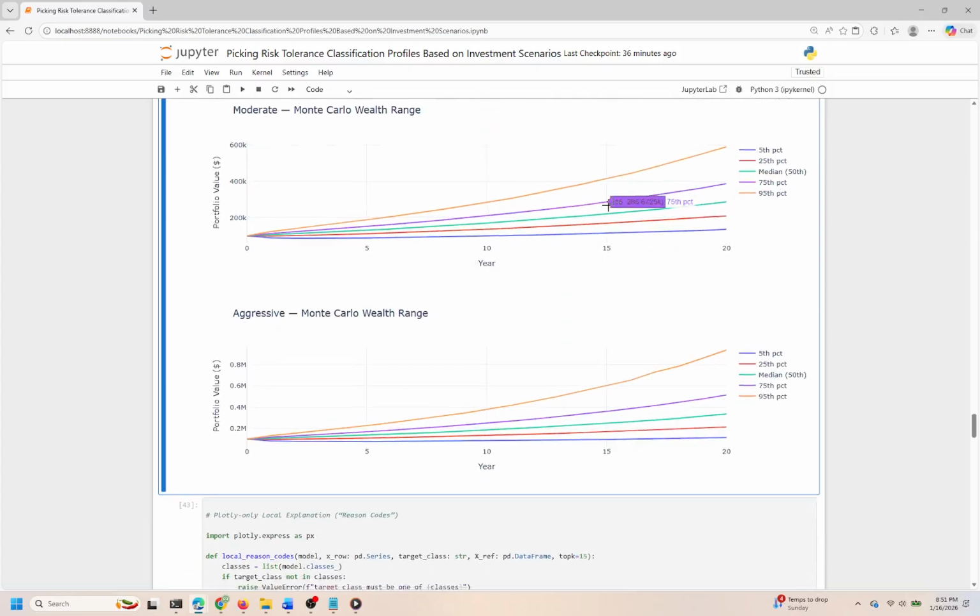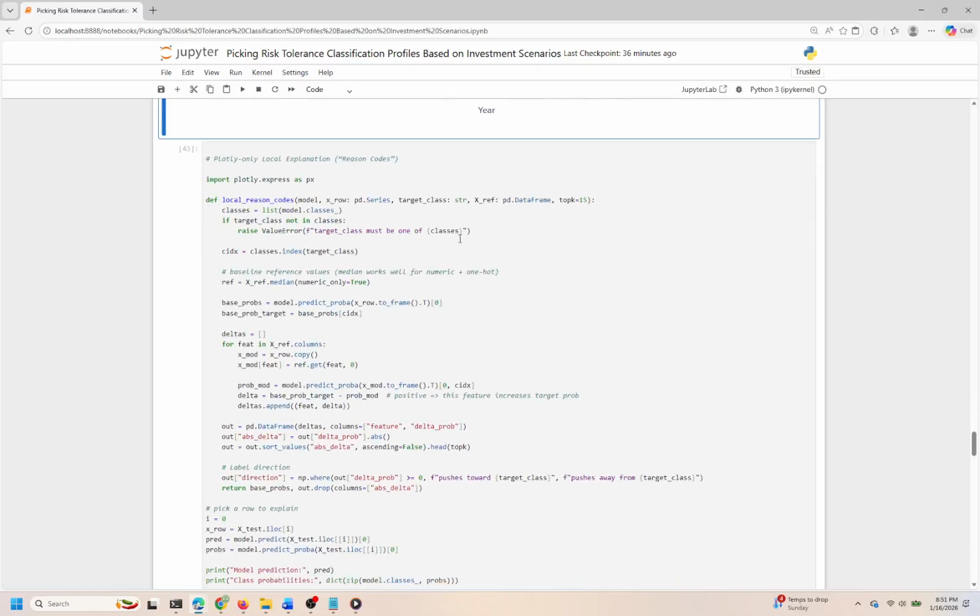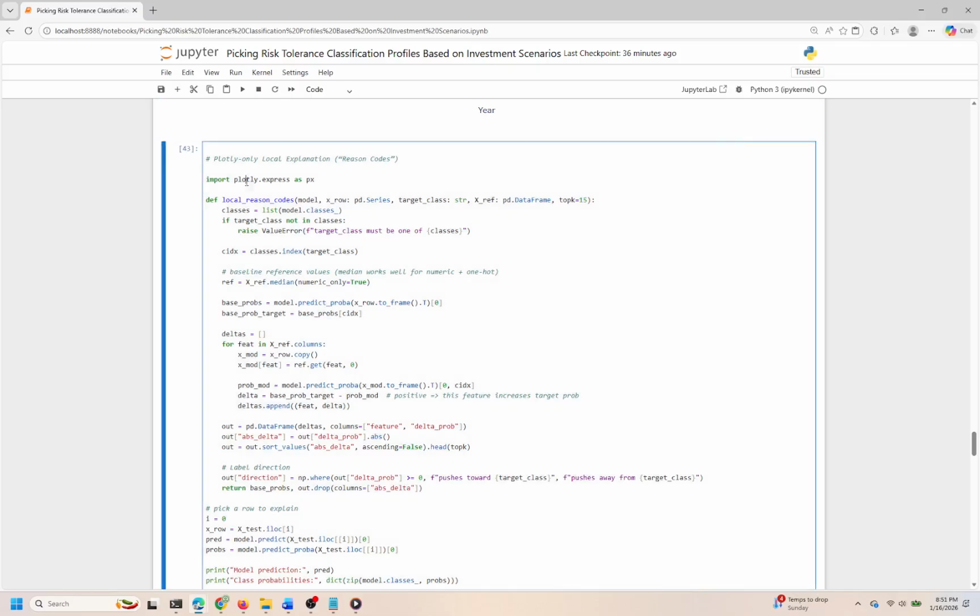Cell 12. In this cell, we focus on a powerful technique for interpreting machine learning models called local reason codes. This approach, using Plotly for visualization, allows us to understand how specific features influence the model's predictions for individual instances. Such insights are crucial for building trust in model predictions and identifying which factors are driving outcomes. We start by defining a function that calculates these reason codes for a particular instance of data. First, we ensure the specified target class exists within the model's classes to avoid potential errors.